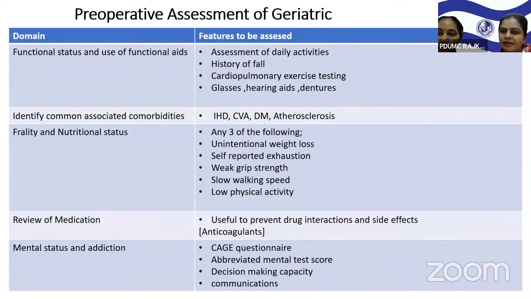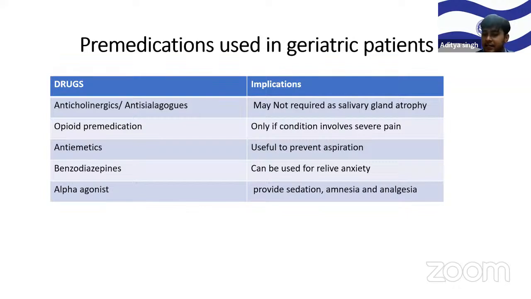So what premedication can you use in this hypertensive patient? As a premedication, anticholinergics may be used because in geriatric patients the salivary glands are atrophied, but anticholinergics also increase the heart rate and increase the myocardial oxygen demand. Opioid premedication I like to avoid, or it is only used if the procedure involves severe pain. Antiemetics, I like to use H2 blockers because these patients are prone to aspiration due to decreased protective function. Benzodiazepine may be used in the patient to decrease the anxiety, and an alpha 2 agonist can also be used because it acts as an anxiolytic and sedative along with minimal respiratory depression.